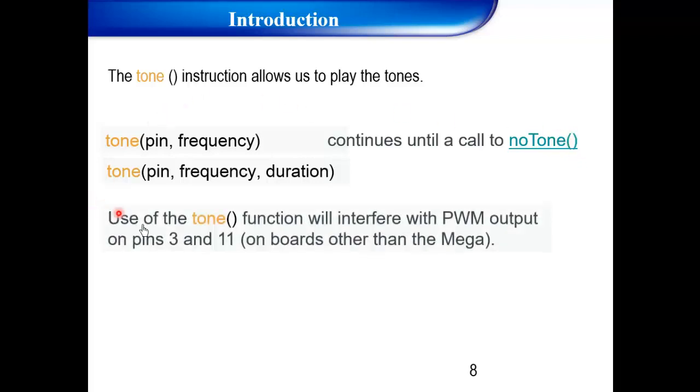Now, use of the tone function will interfere with PWM output on pins 3 and 11. If you use the function tone, you have to use just pin 3 or 11, in Arduino Uno.